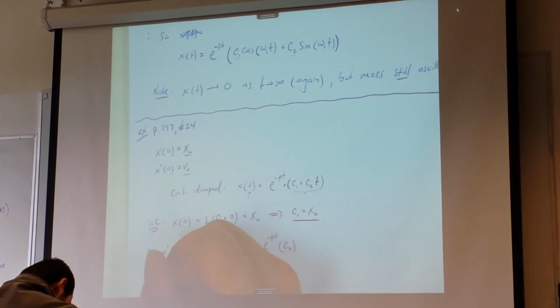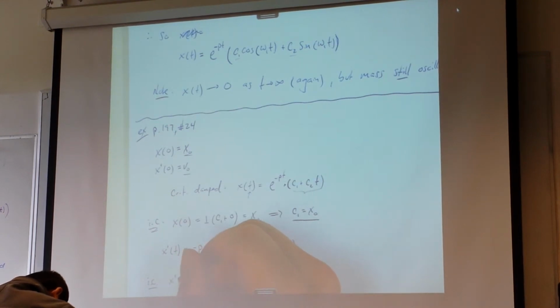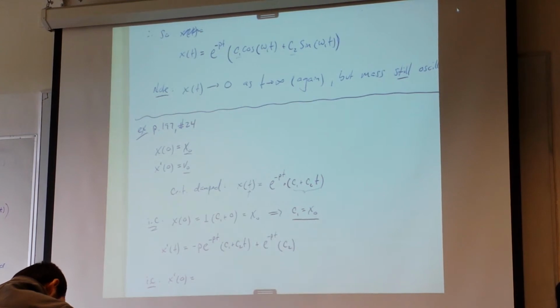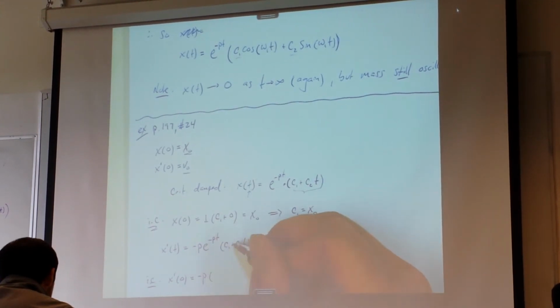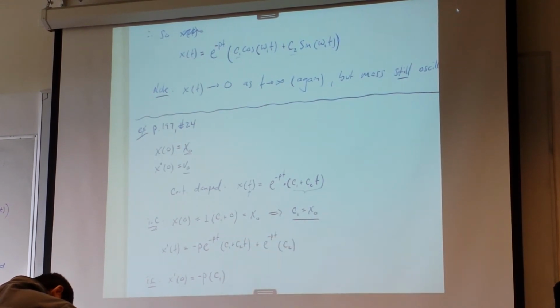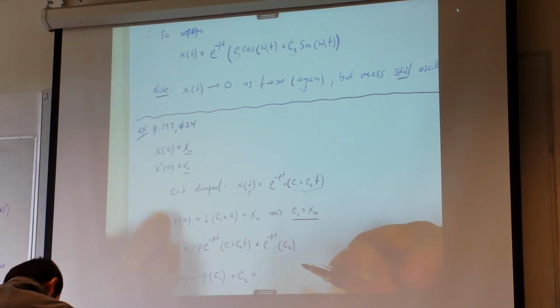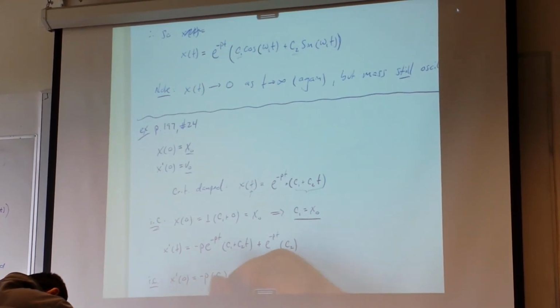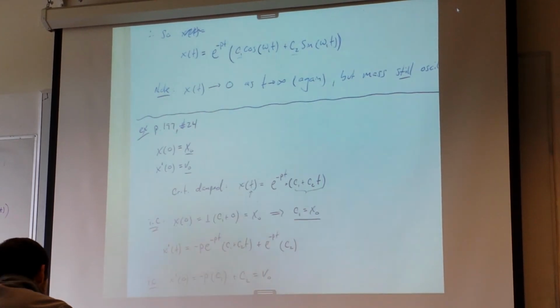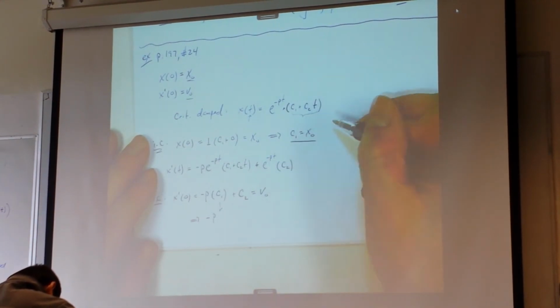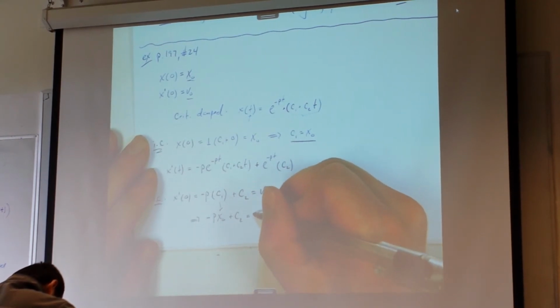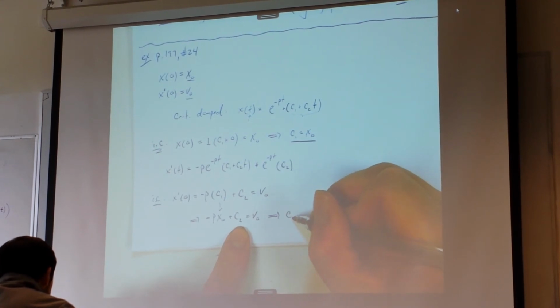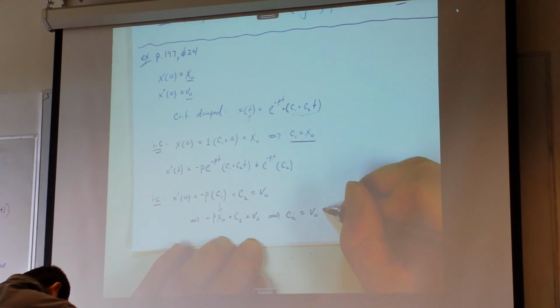The other initial condition was that x prime of 0 equals v naught. So let's put in 0 for t. e to the 0 will be 1. I'll have negative p times 1 times (c1 plus c2 times 0), so that's just c1, plus, putting 0 into this t gives me 1, and that's just c2. They're telling us that x prime of 0, we're calling that v naught, and c1 is x naught. So we get negative p times x naught plus c2 equals v naught. Solving this for c2 in terms of everything else gives us v naught plus p x naught.